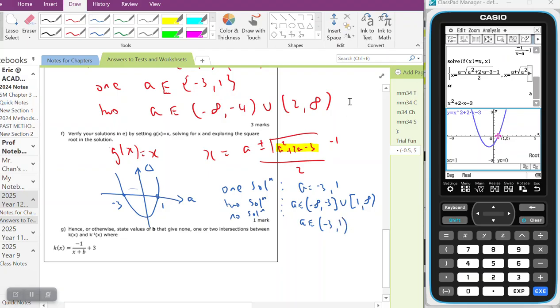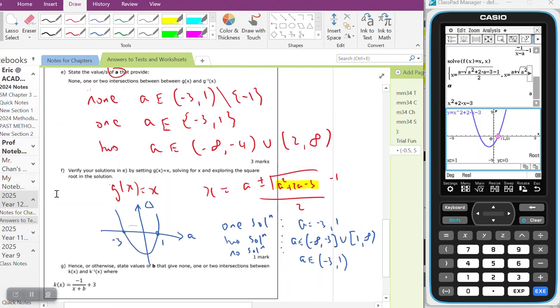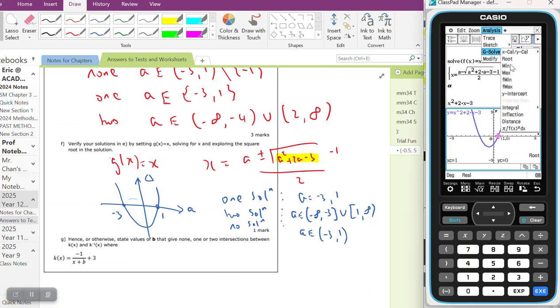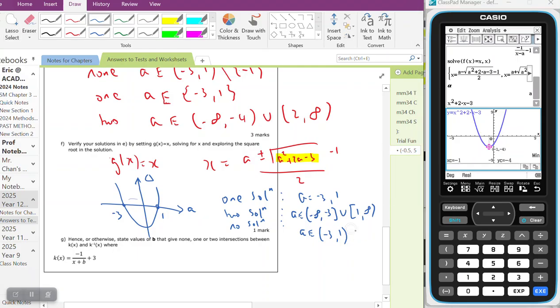Now you might be wondering, where does the -1 come from? Well, the -1 comes from the turning point. If you get the turning point, Analysis, G-Solve, minimum, you can see that at -1 is where the turning point is. So that's where the excluding -1 comes from. Okay, so we've verified. It's only one marker, but it's showing you that this can be done algebraically as well.